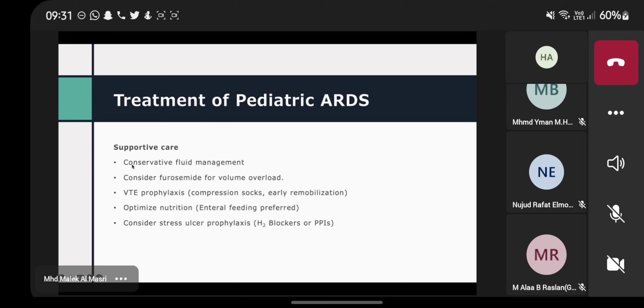Supportive care, of course: we need to apply conservative fluid management and consider furosemide or diuretics for any volume overload. Venous thromboembolism prophylaxis, such as compression socks and early remobilization, if they're going to be bedridden for a while. Optimize their nutrition, either enteral feeding or oral if they can take it. Consider stress ulcer prophylaxis with H2 blockers or PPIs.